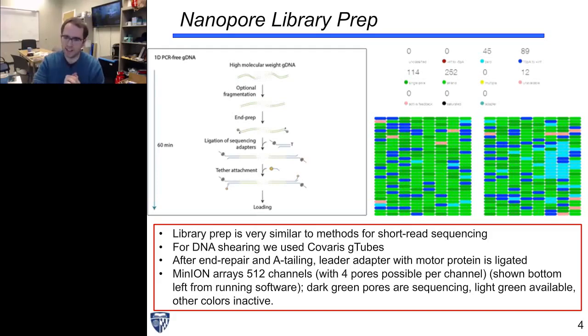When you add DNA to the nanopore flow cell, you want to get it to the pore as quickly as possible.